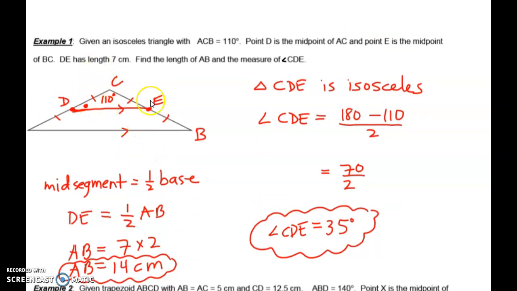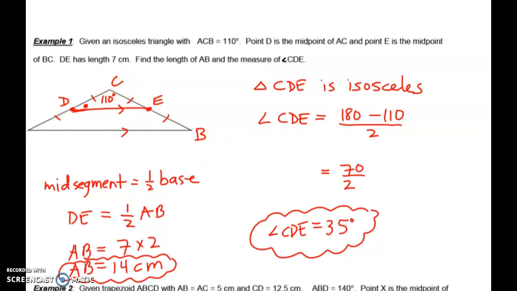Example 1. Given an isosceles triangle, here's my isosceles triangle, angle ACB equals 110 degrees. There's angle ACB, there's my 110 degrees. Point D is the midpoint of AC, so there's point D. Point E is the midpoint of BC, there's E. So this length here has a length of 7 centimeters. I want you to find the length of AB and the measure of angle CDE.